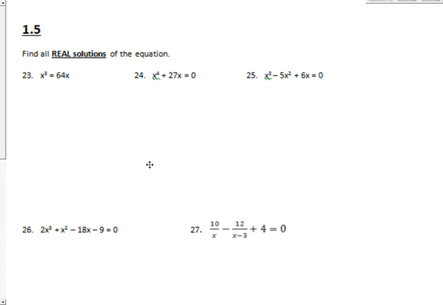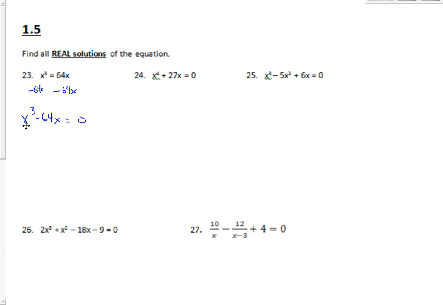Okay, continuing with the 1.3 to 1.5 test, I am starting with number 23. We have to find all real solutions, so we don't need to worry about complex. So what I want to do is get these equal to 0, so we need to subtract the 64x from both sides. That gives us x cubed minus 64x equals 0.